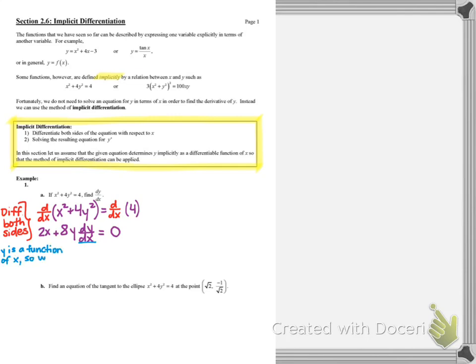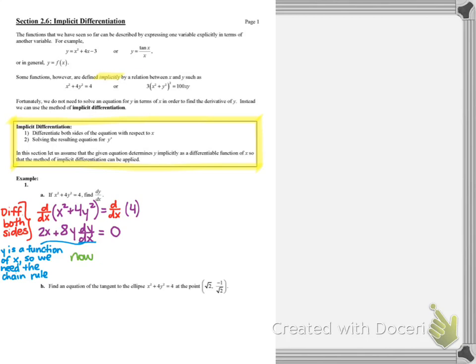Y is a function of x, so we need the chain rule to be applied to the function y. Essentially, for the 8y, we took the derivative of the y squared, and then we needed to multiply by the derivative of the inner function, and that's whatever y happens to be. We don't know what y is defined explicitly. We only have the implicit function written above.